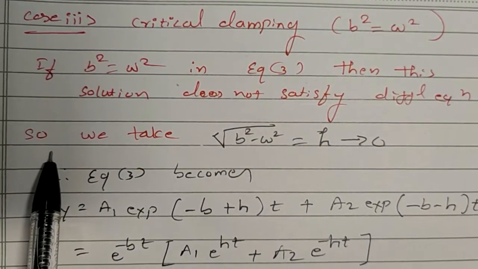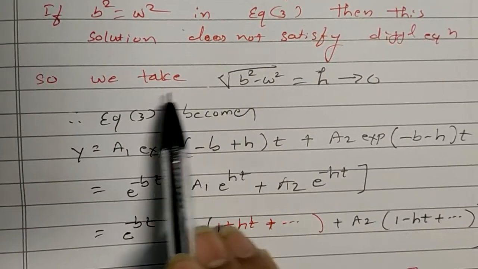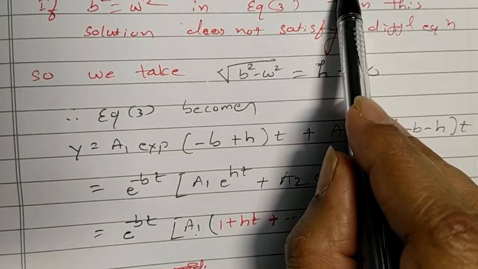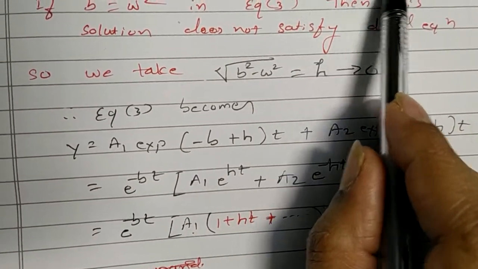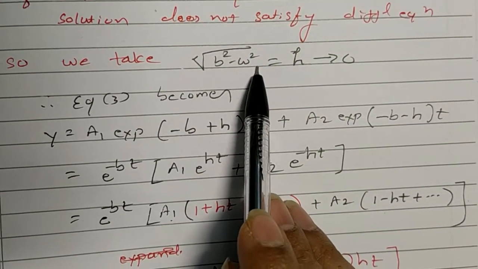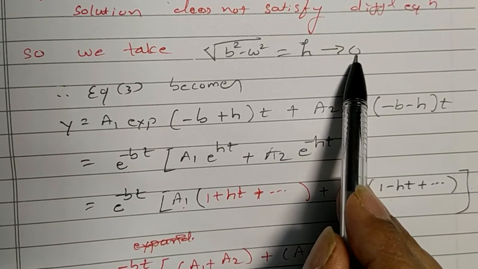That's why, in equation number 3, the square root of B square minus omega square we should not take as 0. If B square is equal to omega square, the square root of B square minus omega square will become 0, but you should not take it like that. It is a small positive quantity, almost equal to 0, tending to 0.